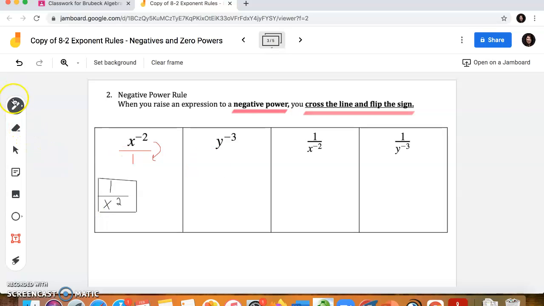We're going to do the same thing with the next one. We have a negative exponent. We're going to add a line. We can put a 1 underneath it. We're going to cross that line. So if I write a line here, the Y is going to be on the bottom. We then change that negative exponent to a positive exponent, and we can put a 1 right here at the top.